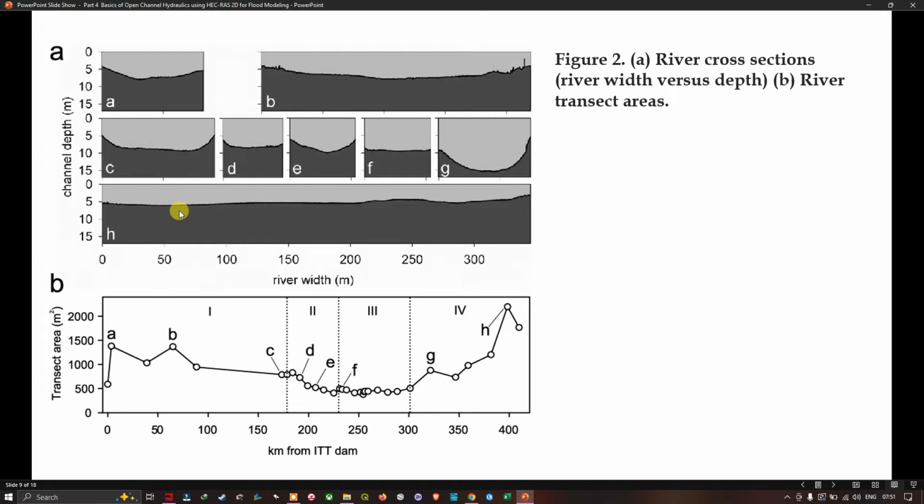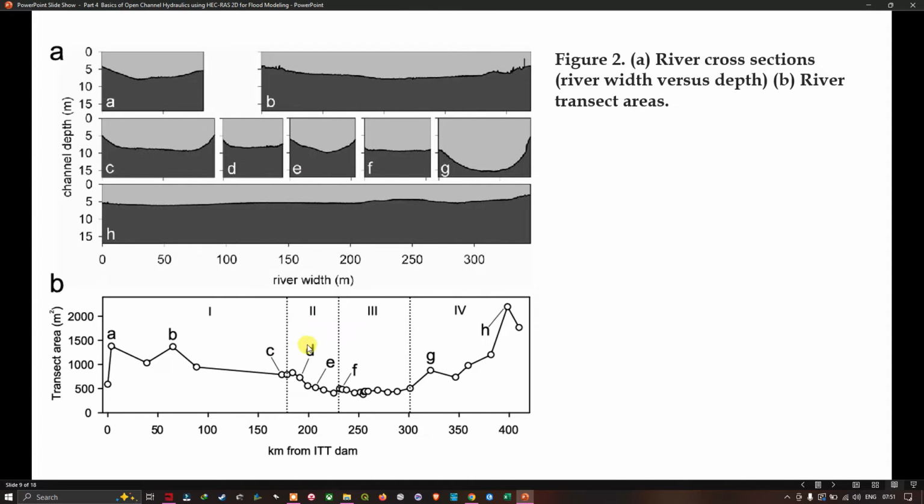And figure 2 indicates the river transient area, in kilometers from the ITT dam here. Figure A indicates the cross-section of the river at this point, and figure B indicates the cross-section of the river at this point, in kilometers from the ITT dam, starting from 0 to 400 kilometers. And last is the H, which is indicated here. This particular river cross-section is completely flat here. So this is the river cross-section, and the second figure is a transient area.